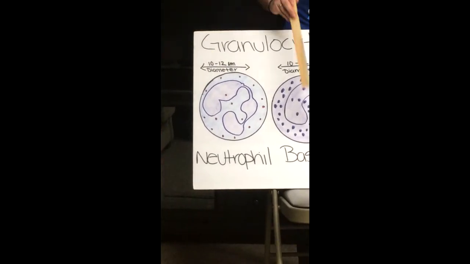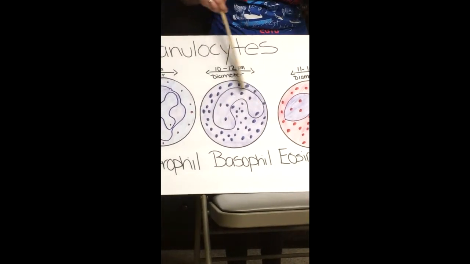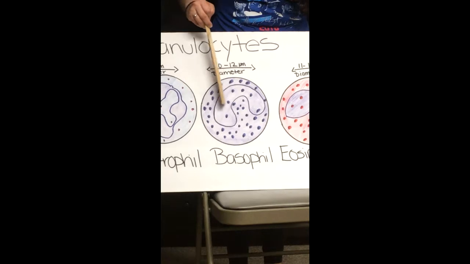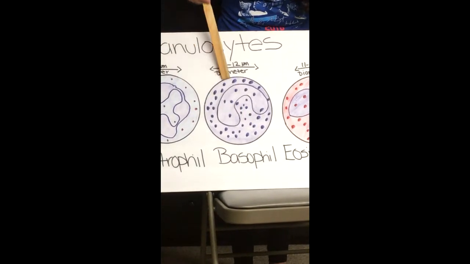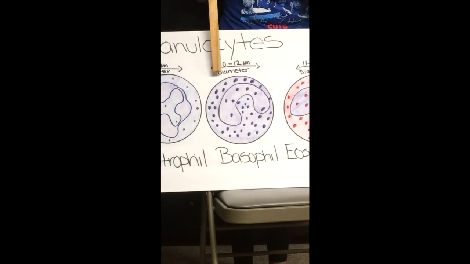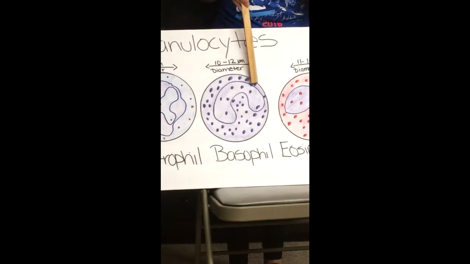Basophil. Nucleus with 2 distinct lobes. Cytoplasmic granules stain blue-purple, 10 to 12 micrometers in diameter. Its function is to release histamine, which promotes inflammation, and heparin, which prevents clot formation.